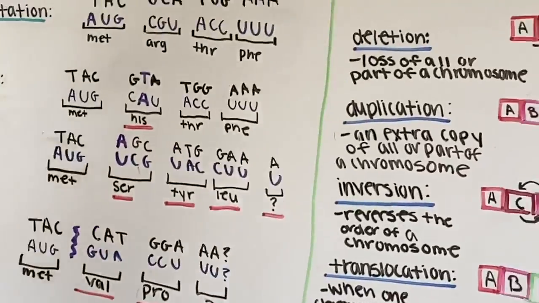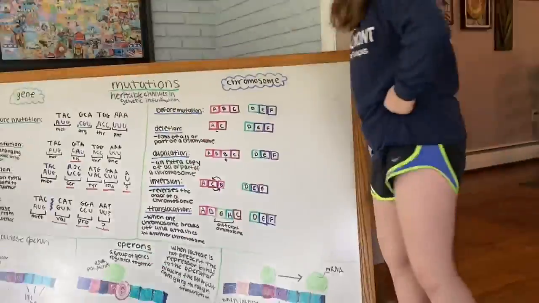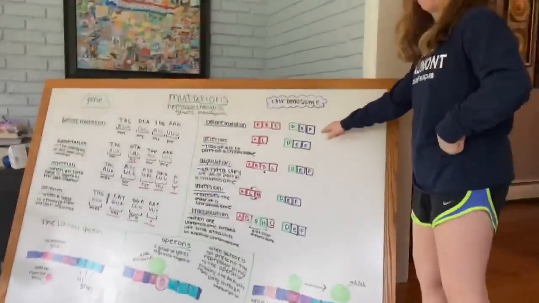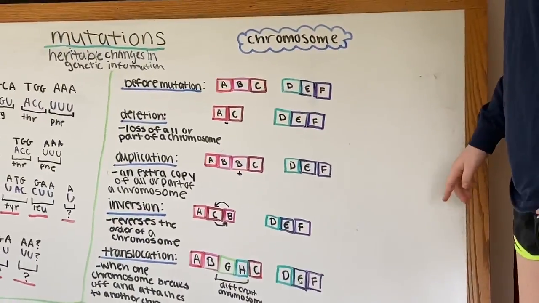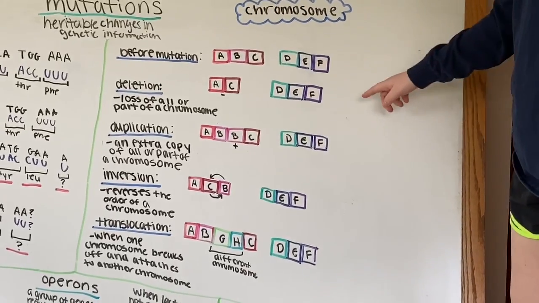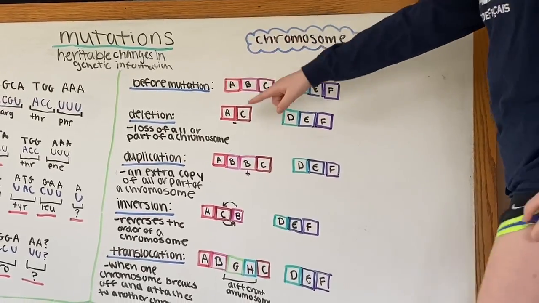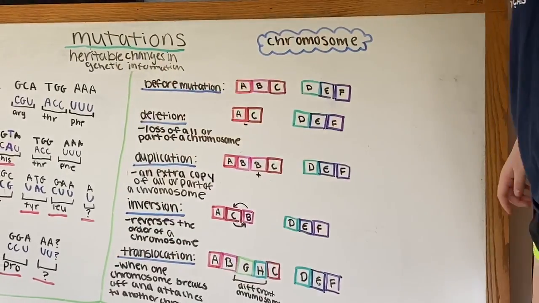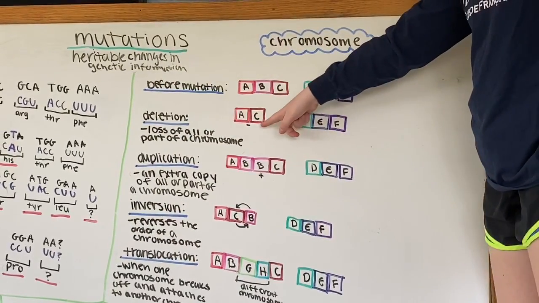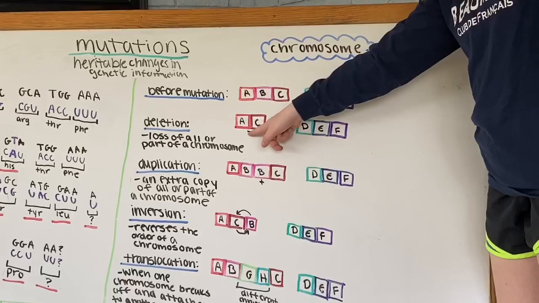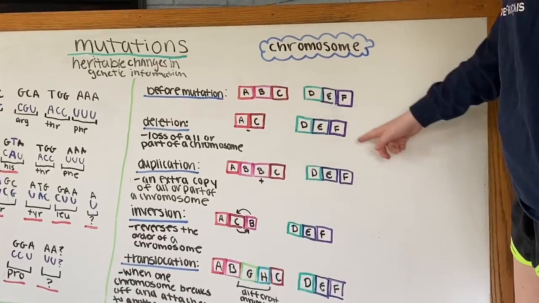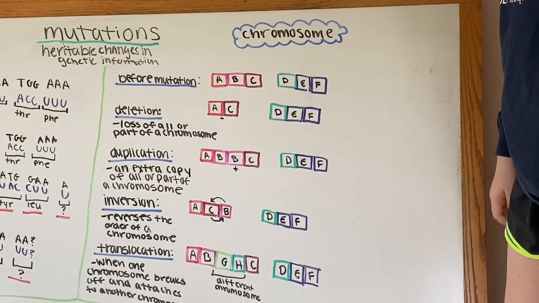And over here, the chromosome mutations, this is what it looks like before mutation, as I've illustrated here. And the first type of mutation for chromosomes is deletion, similar to what it is over here. But in this, it is a loss of all or part of a chromosome. So chromosome B was removed from the sequence.